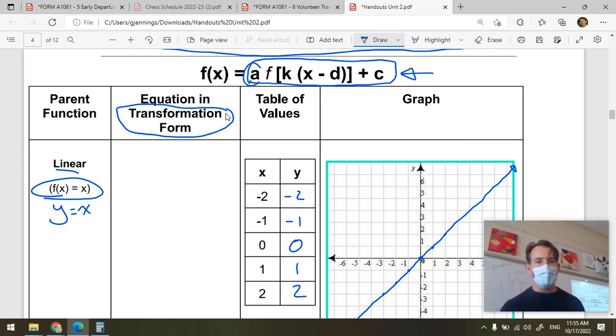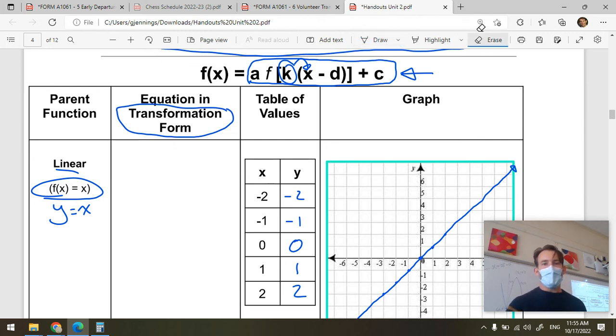If I want to multiply outputs, that's the A. The A is out here. It's multiplying the output of f of x. All right. If I want to multiply inputs, that's this K value in here. It's hugging the X inside. It's multiplying the inputs.